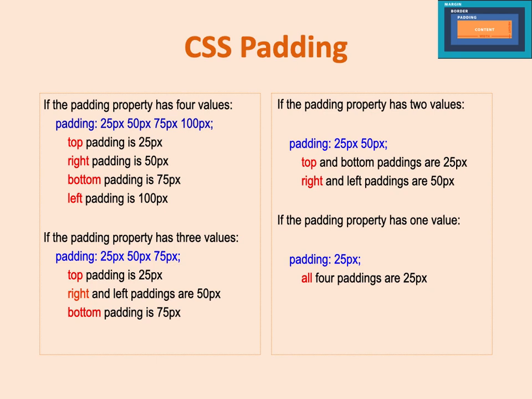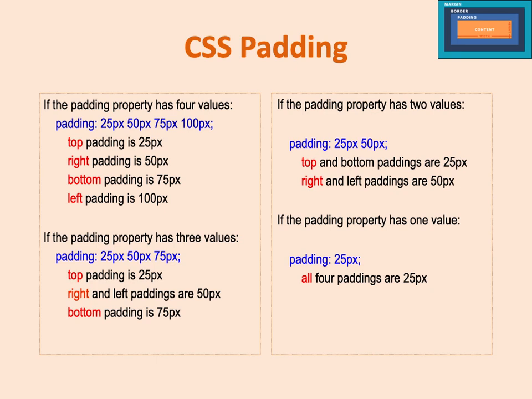In the next example, if the padding property has three values, padding colon 25, 50 and 75px respectively, top padding is given 25px, that is the first value. The second value is given to right and left padding. Bottom padding is given the third value. If the padding property has two values, then the first value is given to top and bottom padding properties. The second value is given to right and left padding. If the padding property has one value, padding 25px for example, all four padding values are 25px each. So this is how padding works.